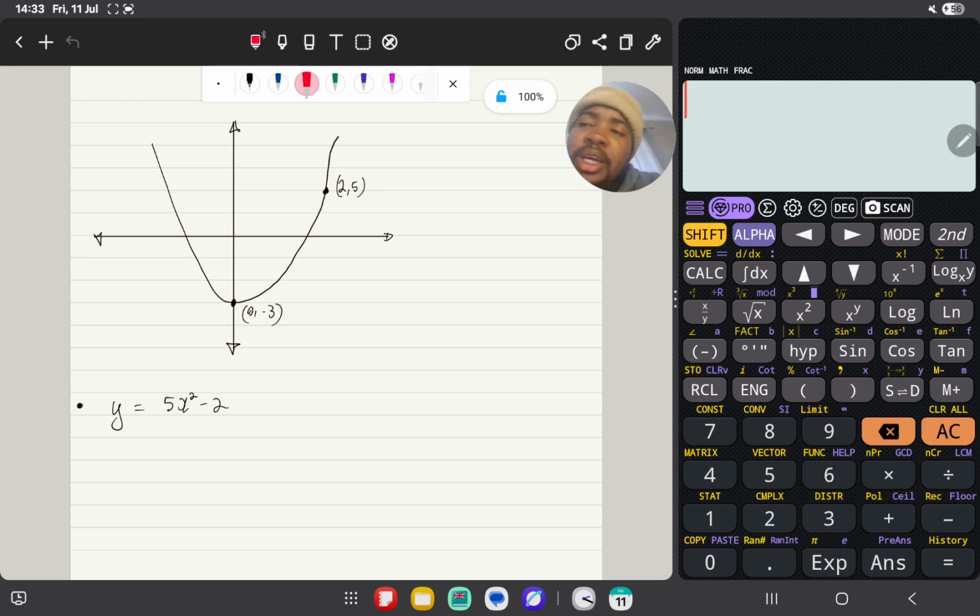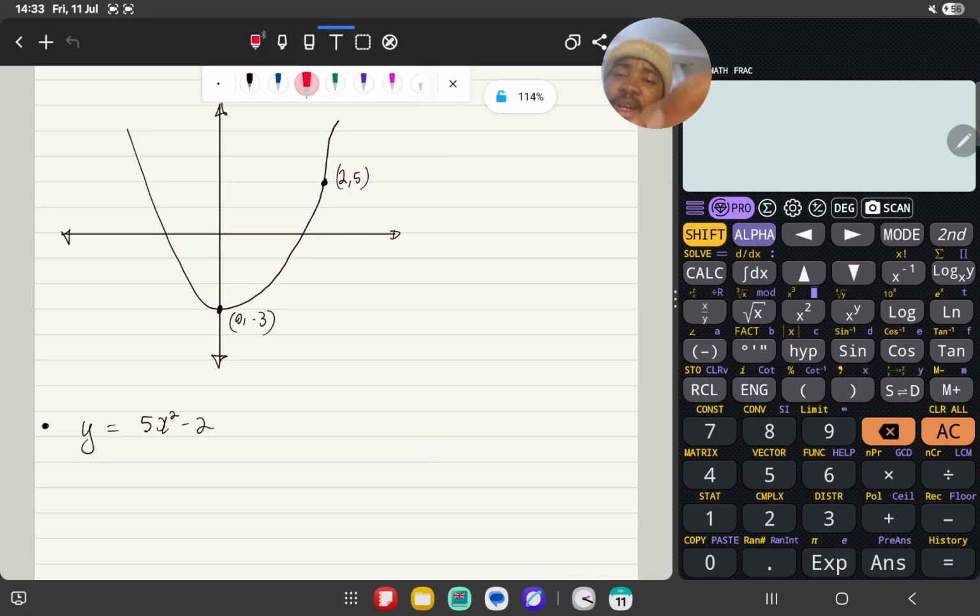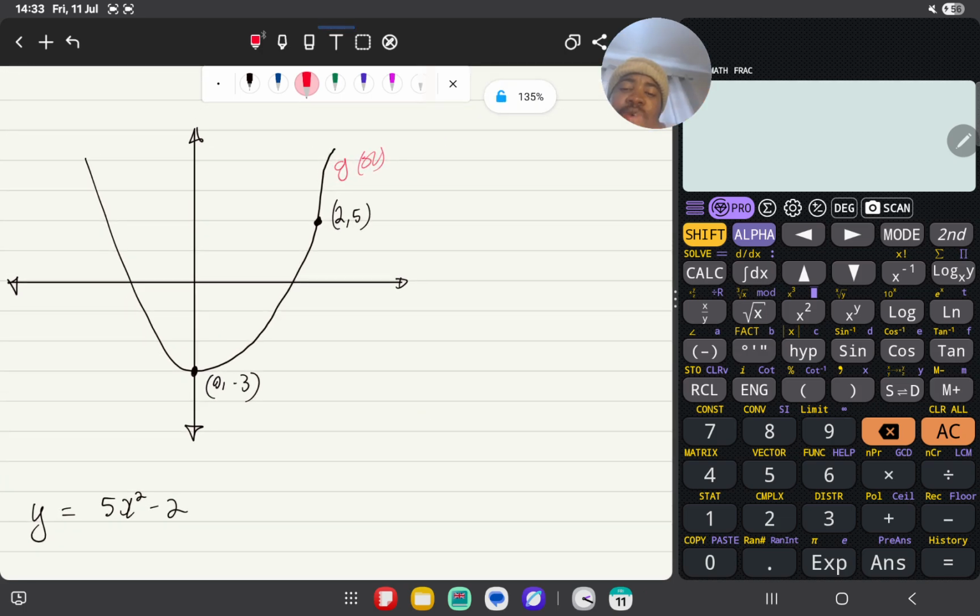So you could get a question like, can you find us the function of this parabola? Let me call it g of x. To find this, you already see the turning point, we have minus 3, and therefore you have y equals ax squared minus 3. Because where is this minus 3 coming from? It's the y value of the turning point, which is the y-intercept. Do you know what I'm saying?